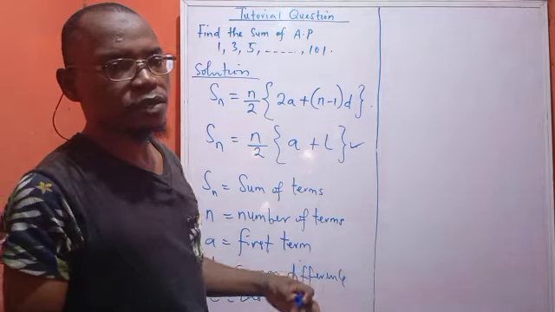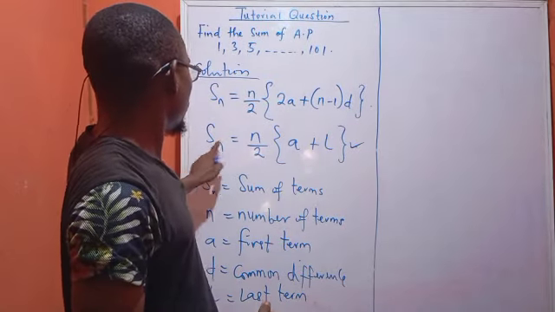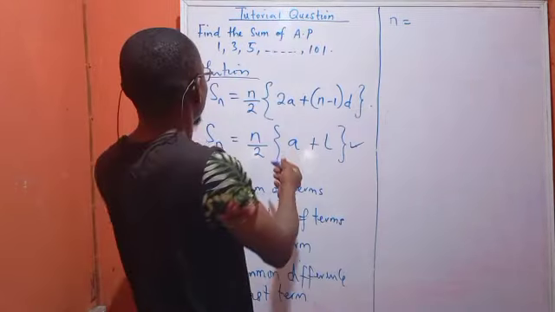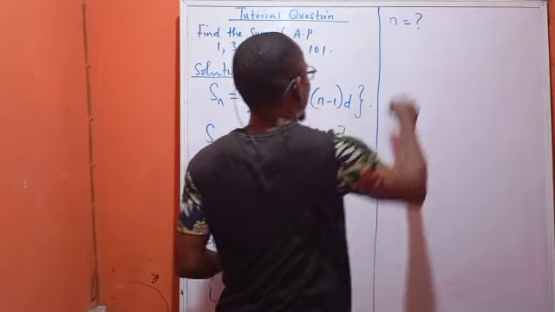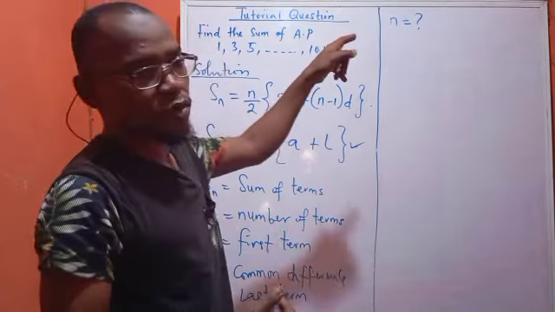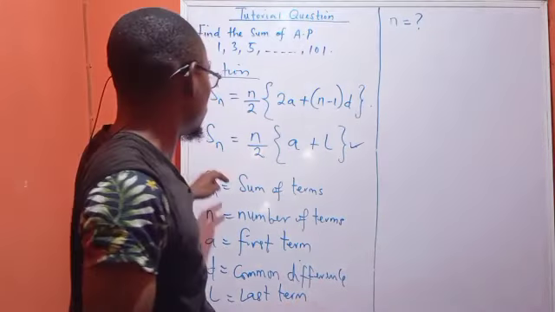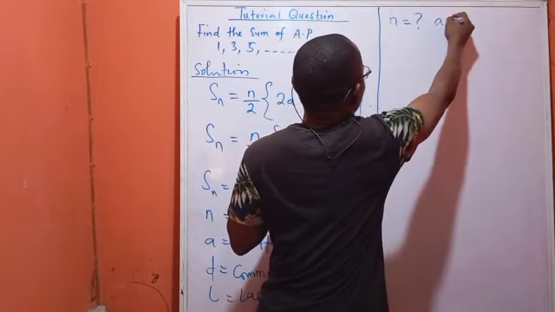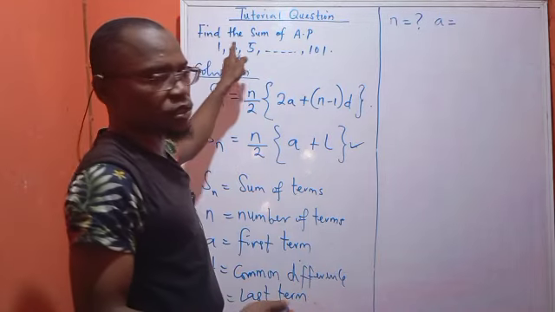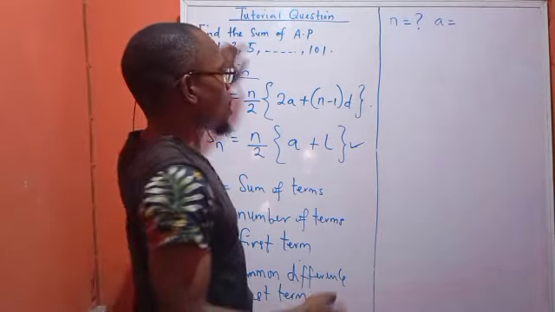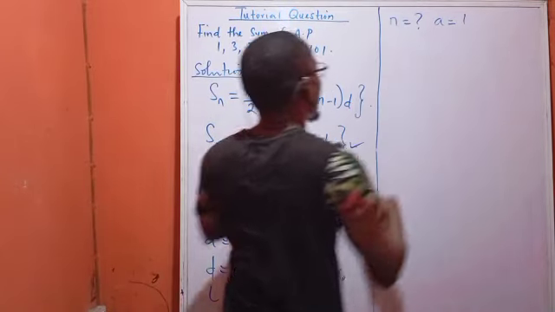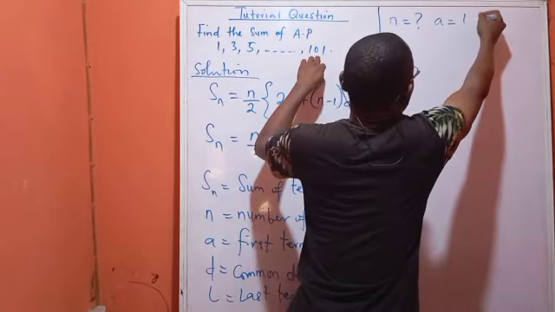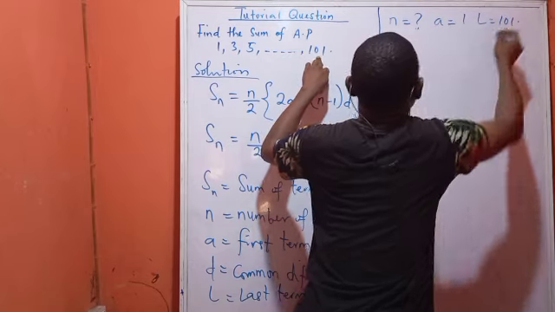Let's put down all the parameters we have. Our n, the number of terms, we don't know it, so it is a question mark, which means we have to look for the number of terms before we can find the sum of terms. The next thing we have there is a. What's our first term? The first term there is 1. Then we have l. Our l is the last term, which is 101.